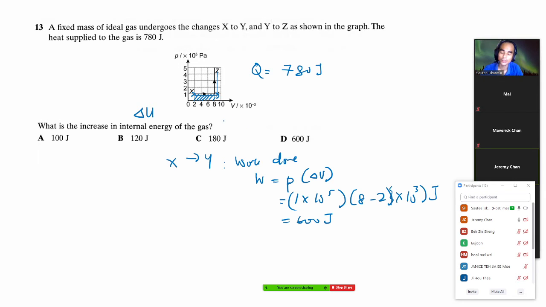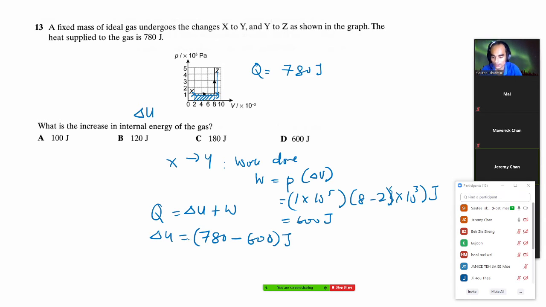Now Y to Z, the volume does not increase, so there is actually no work done. So Q equals change of U plus W, and the change of U, internal energy, is 780 minus 600 joule, right? Because work is 0. So there you have 180 joule. So the answer is 180 joule.